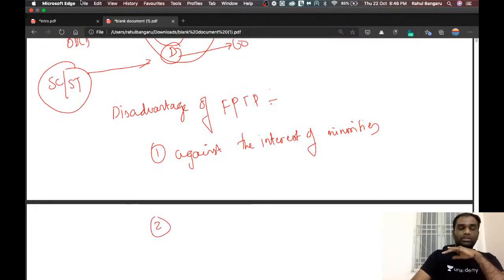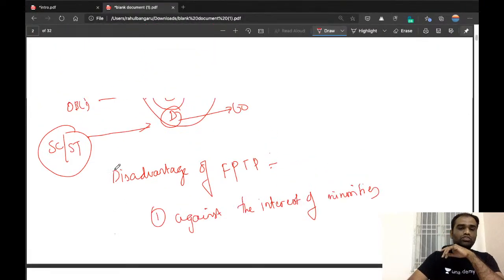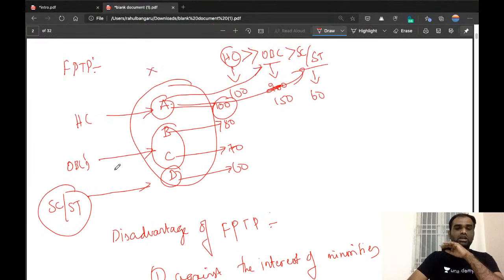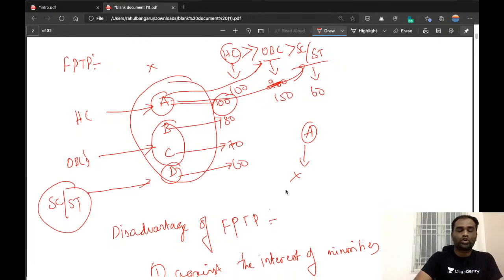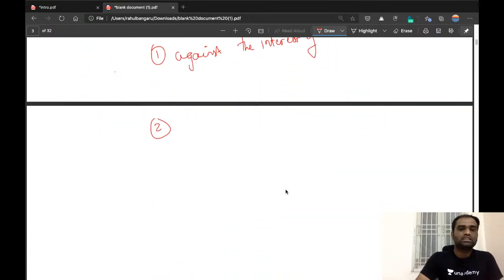Now, as I mentioned before, A is winning the election only on the basis of votes from higher caste. But for all practical purposes, A is the representative for the entire village X. Even though A is getting elected only by getting the support from higher caste, A is the representative of the entire electoral college X. Now, do you think the representation here is done correctly? It is not done correctly, right?